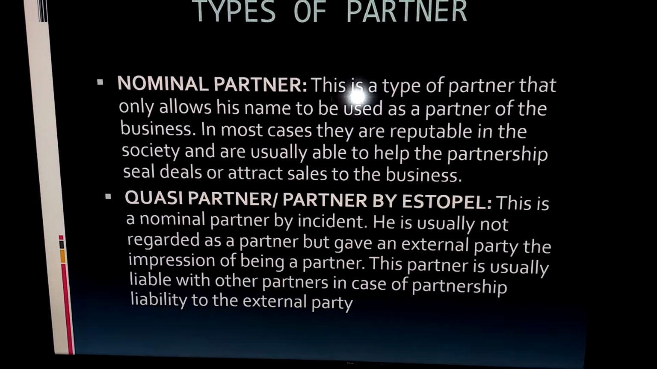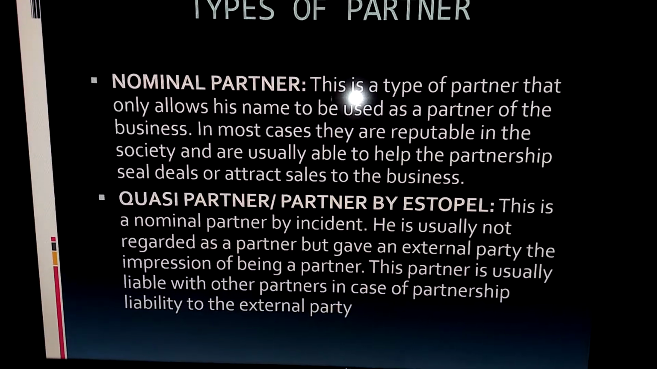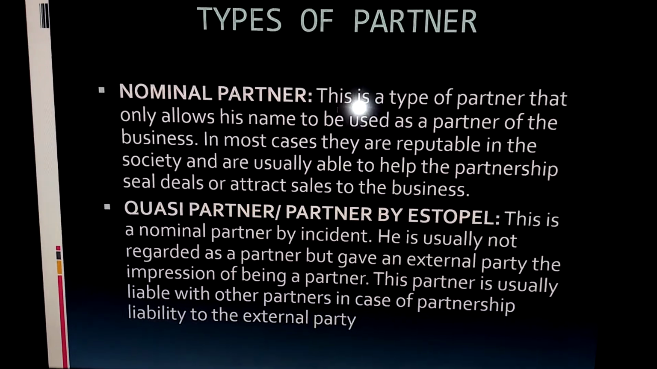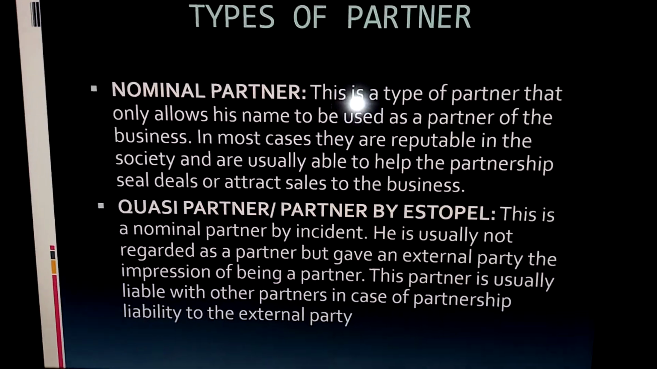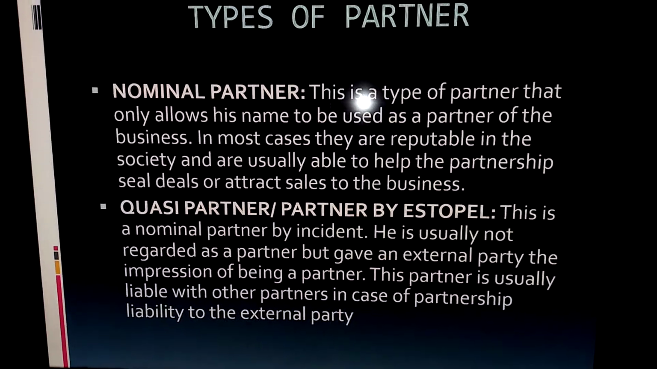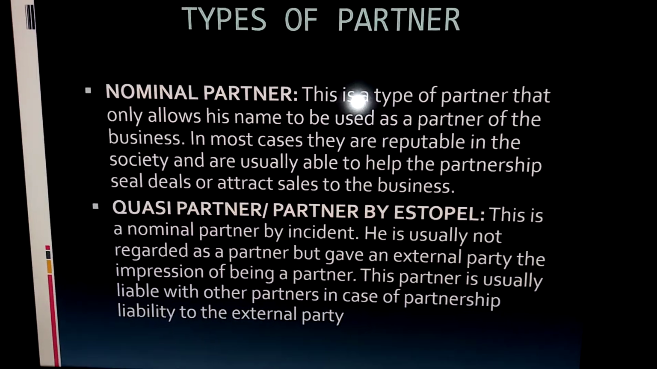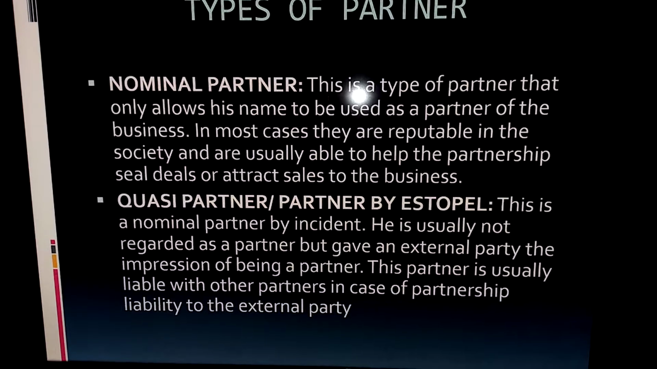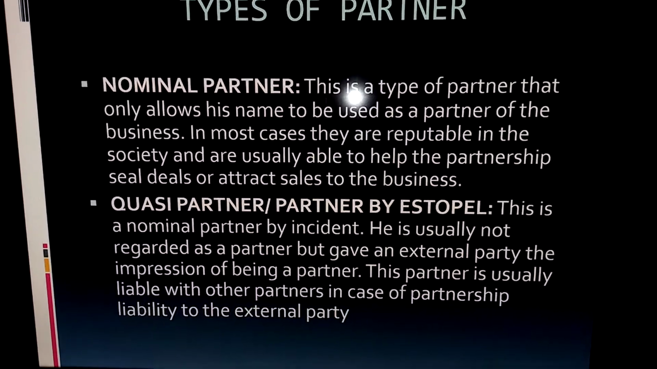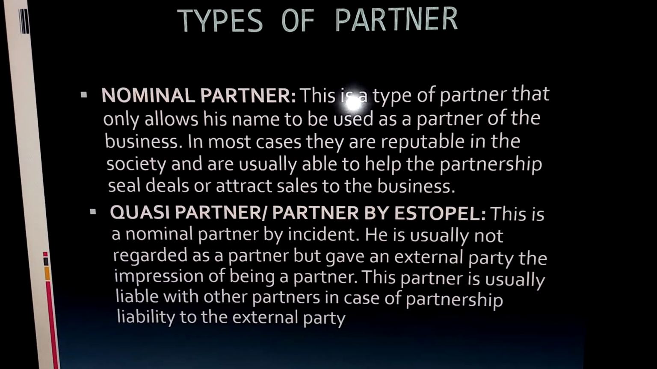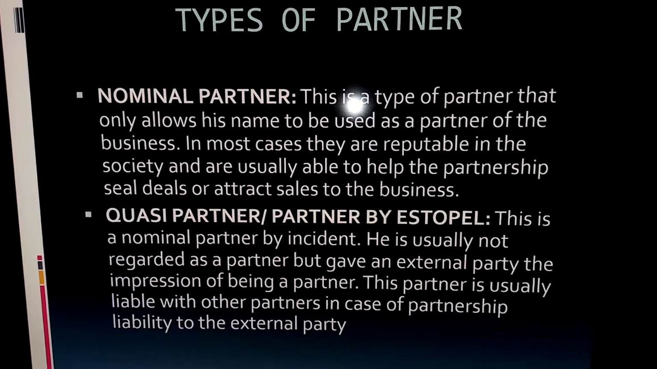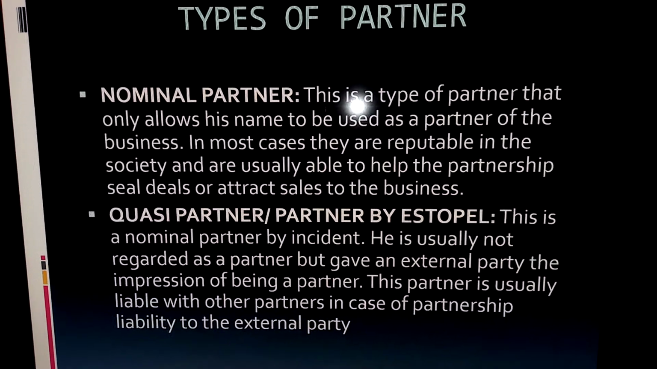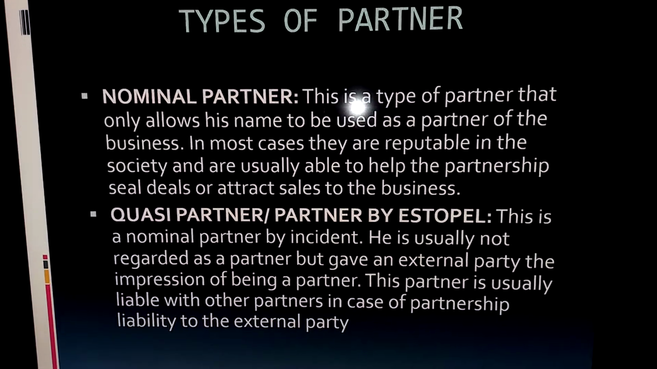He allows his name to be used as one of the partners of the business. So we call that person a nominal partner. Now there's another nominal partner that just created an impression. He's not a partner, but he created an impression that he is a partner of the business toward an external party. Okay? That sort of impression will make him liable with other partners when there's what? There's a debt to that external party.